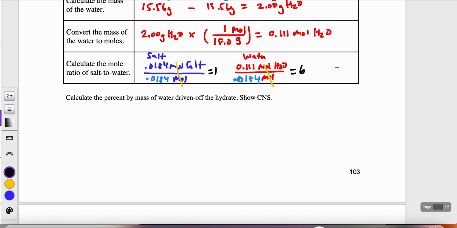Now the other thing that we are asked to determine here is to calculate the percent by mass of water. So percent composition, we have a little quick recap. We have the quantity of the part divided by the quantity of the whole, and then we have to multiply it by 100%. Whatever we are asked to calculate the percent of, that is the part. Okay, so water is the part. So I have to have the mass of the water divided by the mass of the whole. The water is part of the hydrate, so the hydrate is the whole.